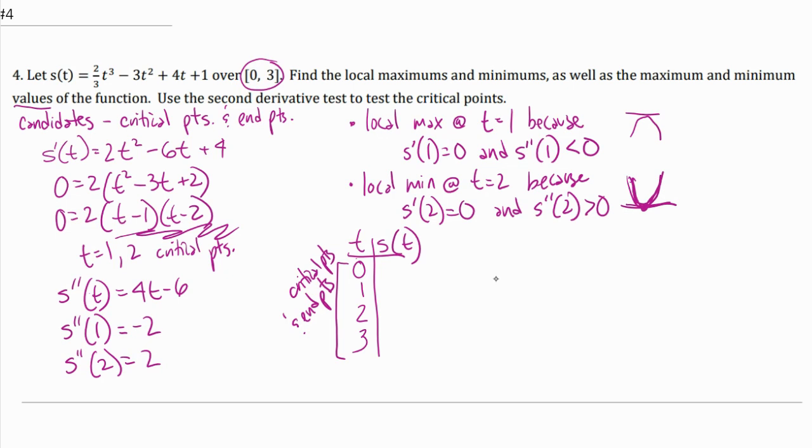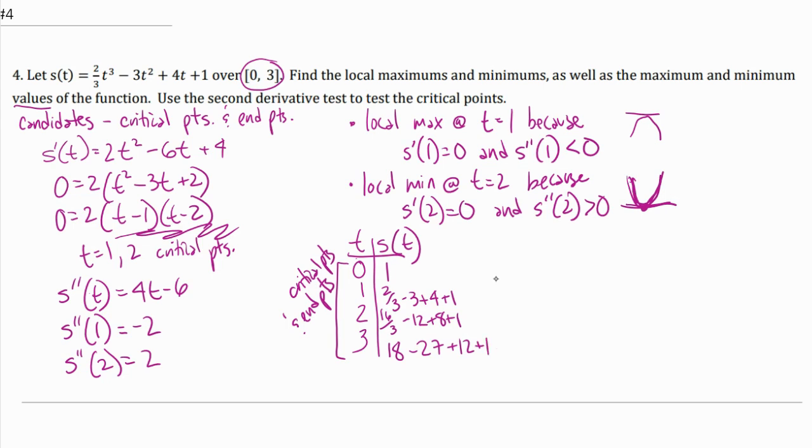Okay, now if I plug in 0, I get 0 minus 0 plus 0 plus 1. If I plug in 1, I get 2/3 minus 3 plus 4 plus 1. And I'm not even going to simplify it right now. Okay. If I plug in 2, I get 16/3 minus 12 plus 8 plus 1. And if I plug in 3, I get 27/3, which is 9. 9 times 2 is 18. I know I'm going through this quickly. You can pause the video and go back and double check my math. Minus 27 plus 12 plus 1.